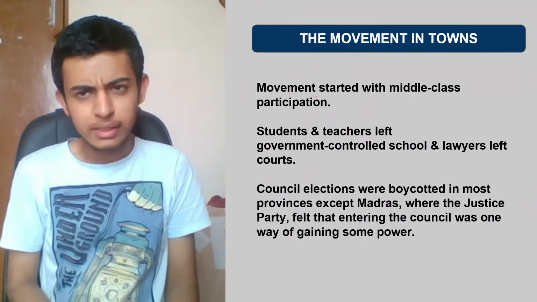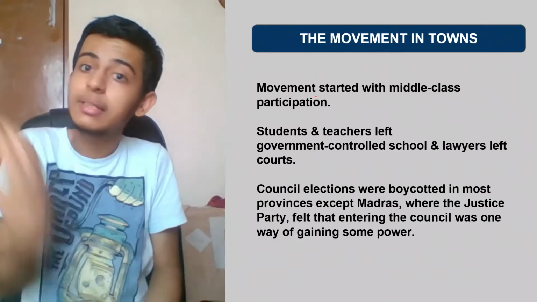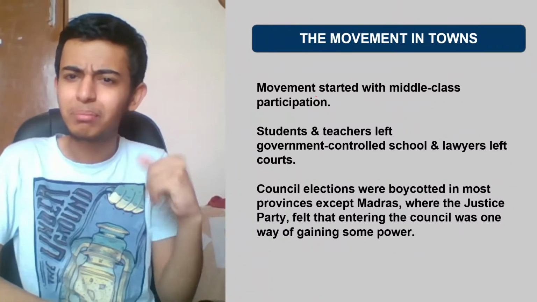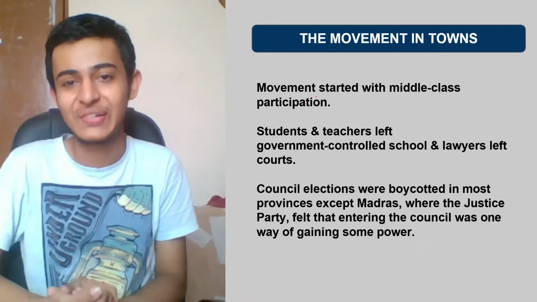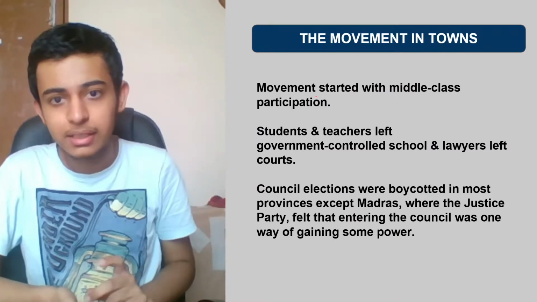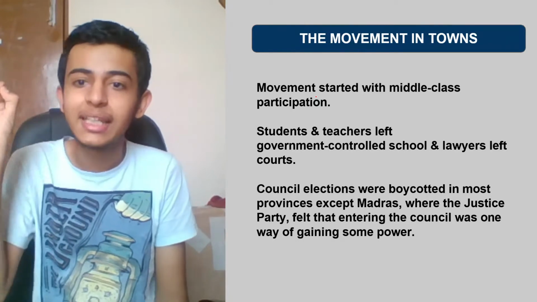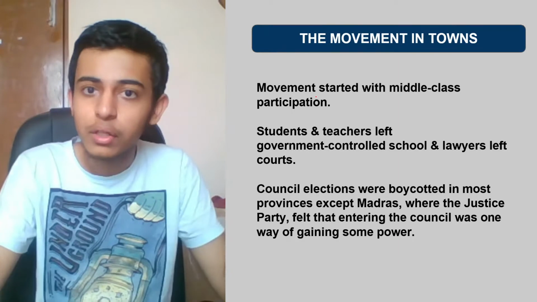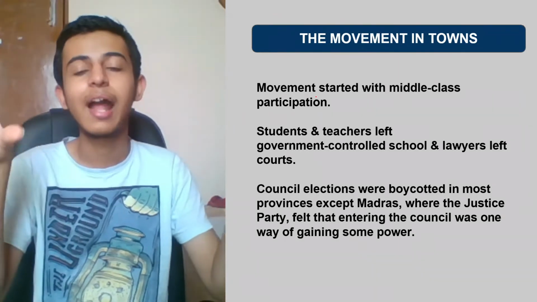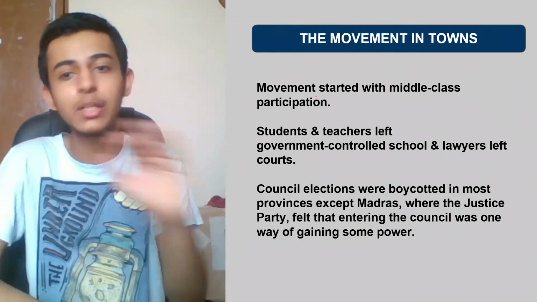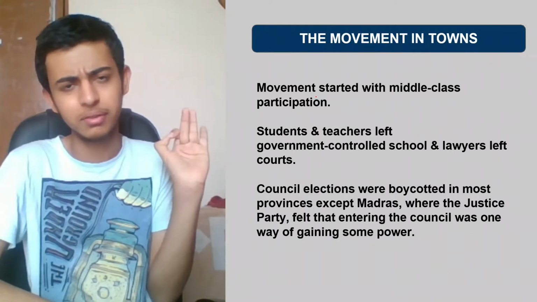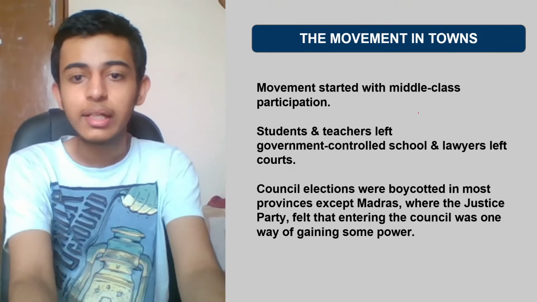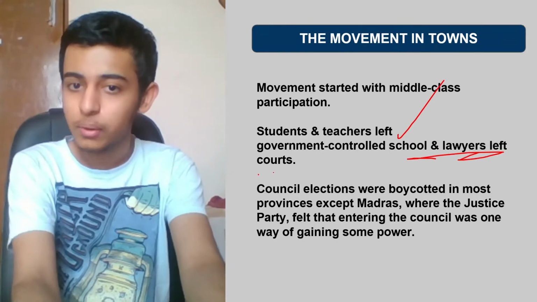Number one, in towns and cities, how people started the movement. It started with the middle class participation. Middle class people, you can relate to it. The students and the teachers left government controlled schools. Students said that we cannot study in the government school. Teachers said we cannot teach in the government schools and colleges. And the lawyers left the government courts.